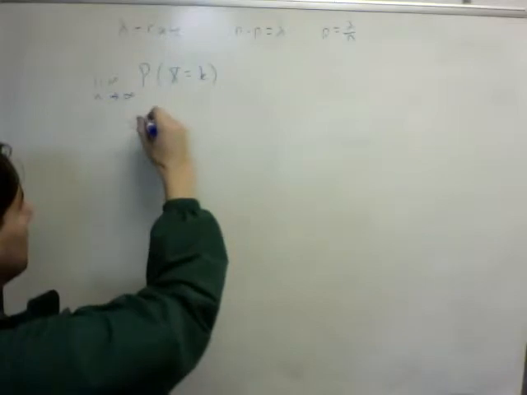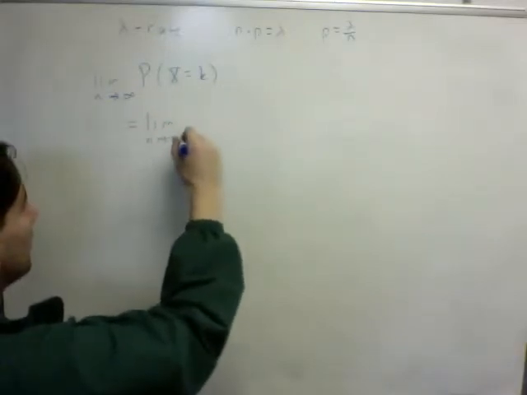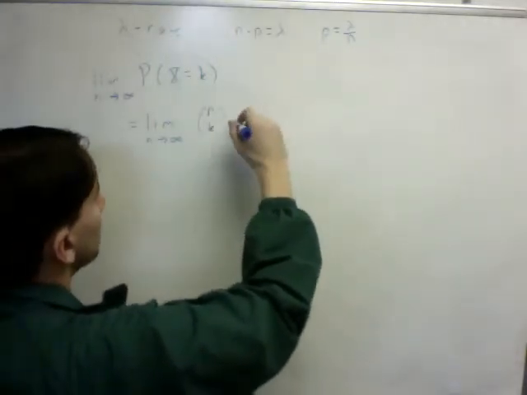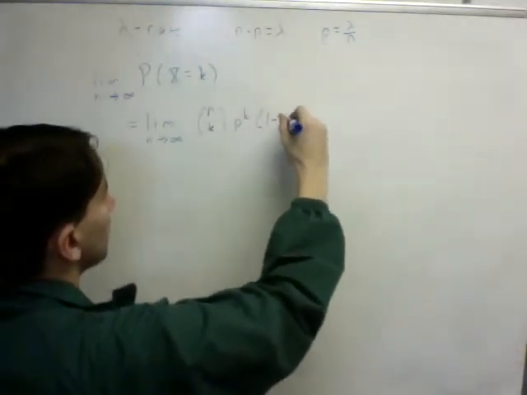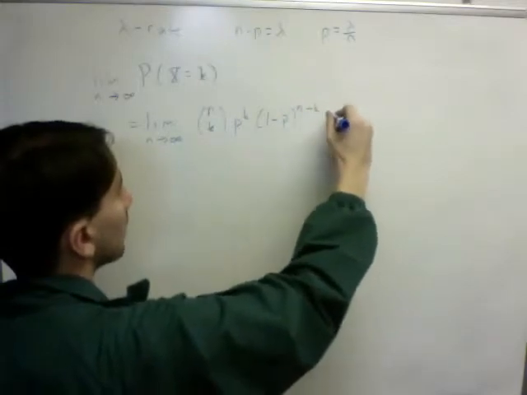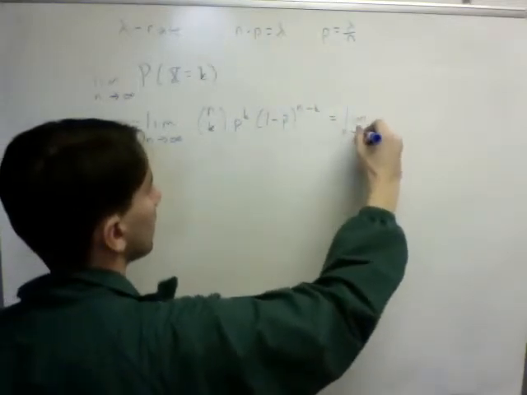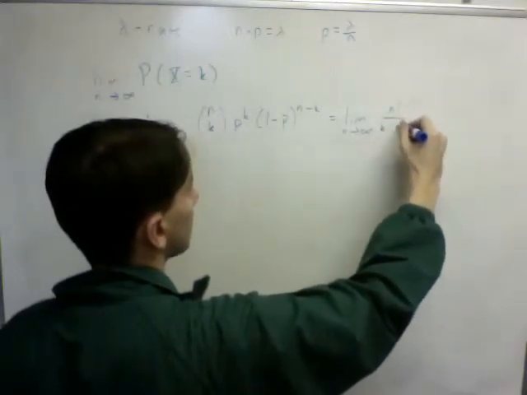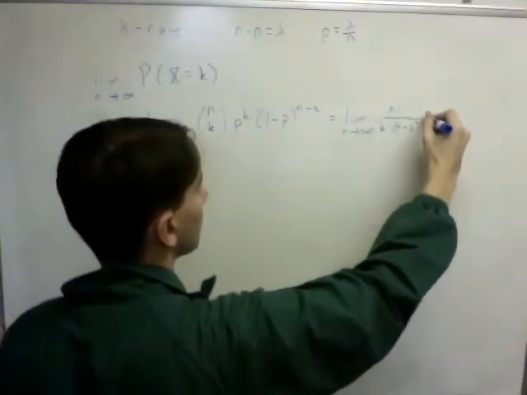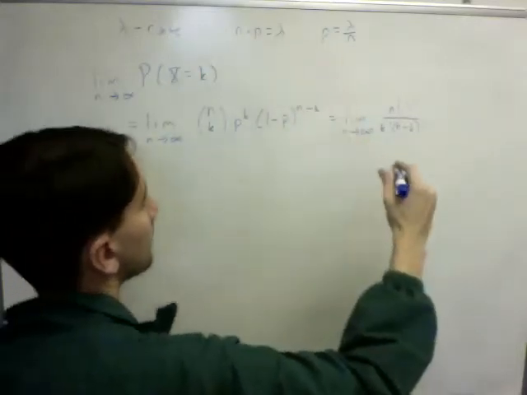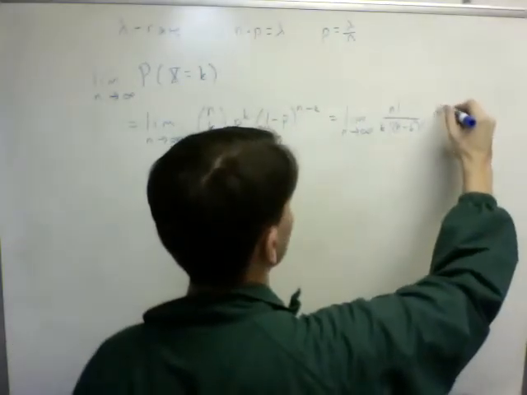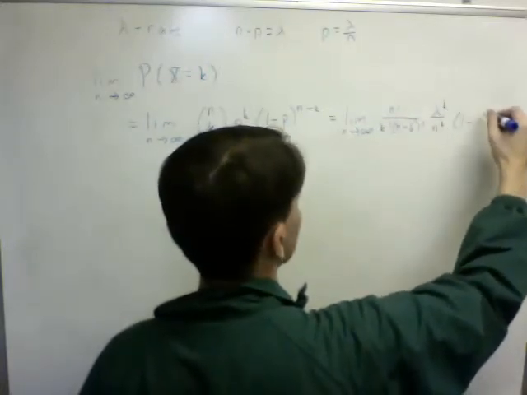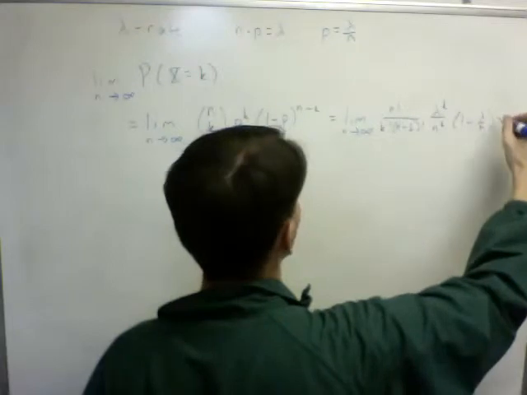And so this is equal to the limit as n goes to infinity of n choose k times p to the k times (1 minus p) to the n minus k, which is the limit as n goes to infinity of n factorial divided by k factorial times (n minus k) factorial. And now p is lambda over n. So it's going to be lambda to the k over n to the k times (1 minus lambda over n) to the n minus k.